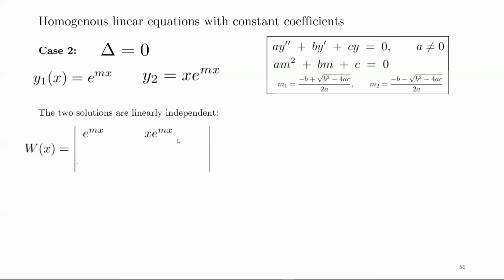We need to take the derivative of each of these terms. So of course e to the mx, if I differentiate that, I get m e to the mx. The second term is slightly harder because we have a product rule. So if I keep the exponential constant, I differentiate x, we get 1 times this exponential plus x times m times this exponential. So if I substitute that in here, it looks like this. And then I have to take the determinant of this square matrix. So e to the mx multiplied by this bottom right term minus the other two terms multiplied together.